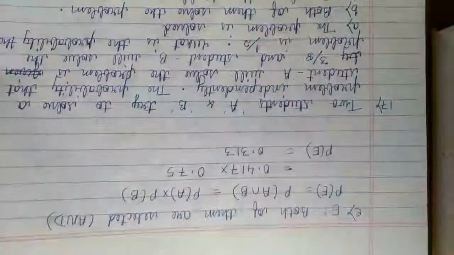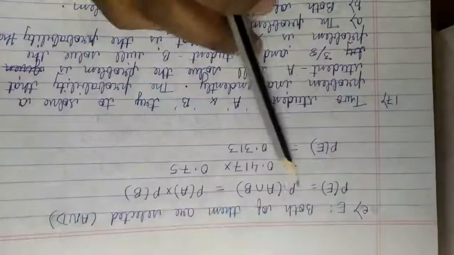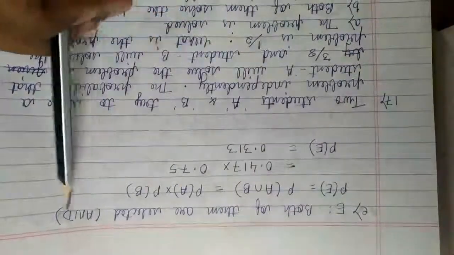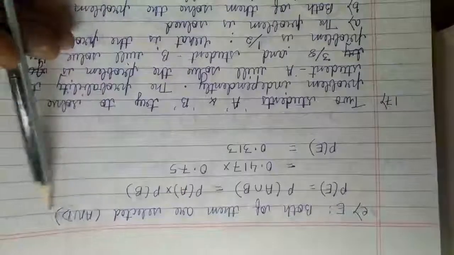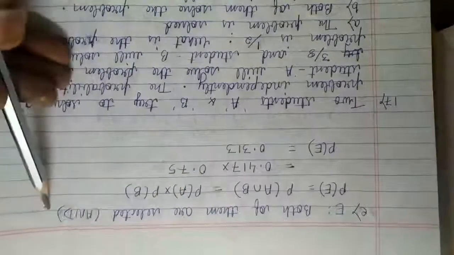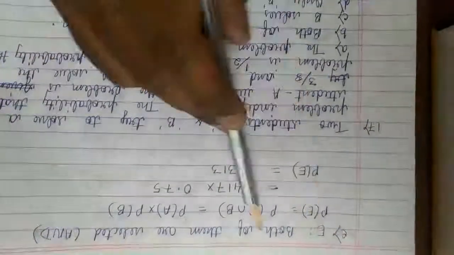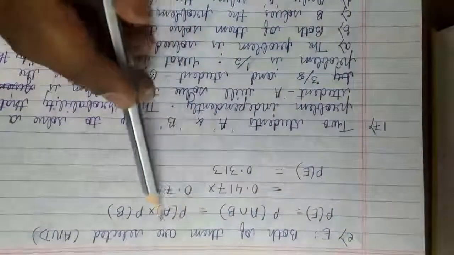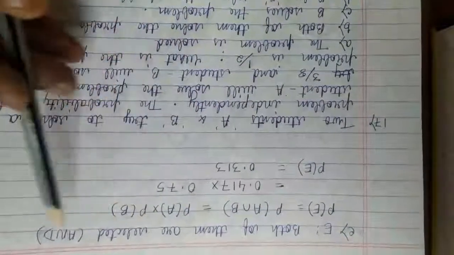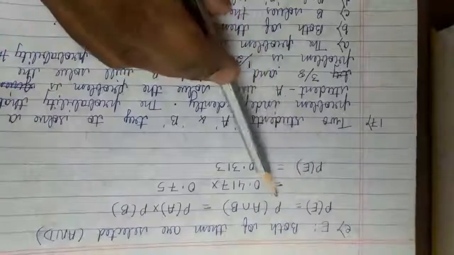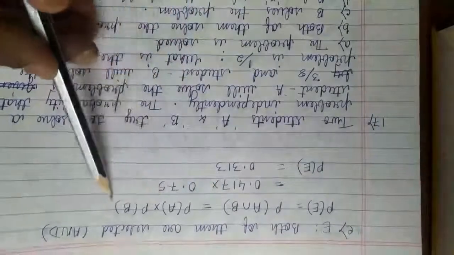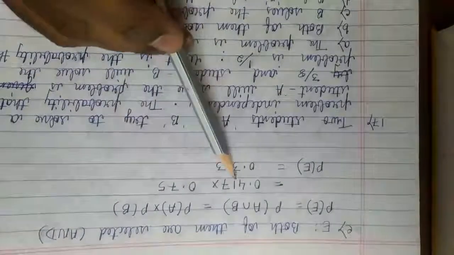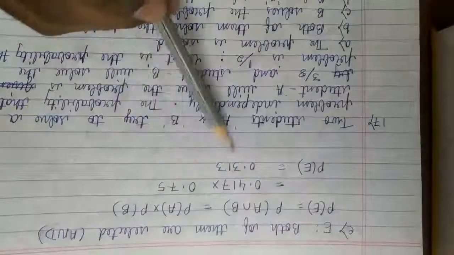E. Now what is E? Now E, if you see, both of them are selected, that is AND comes. A, that is wife is selected and B is selected at the same time. So A and B. So probability of E, suppose, is both of them are selected, that is both husband and wife are selected. So probability of E is given by probability of A intersection B, which is equal to probability of A into probability of B, which is equal to 0.417 into 0.75, which is equal to 0.313.